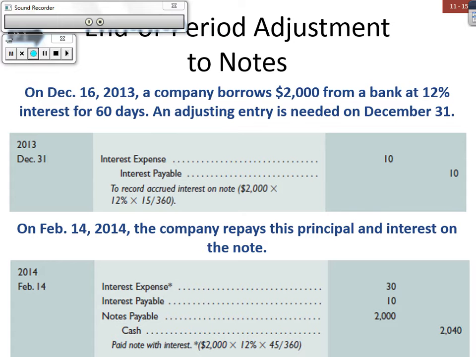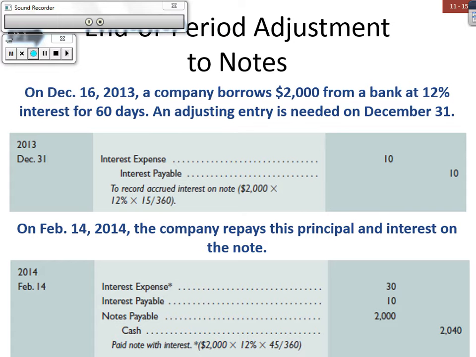Okay, so they've taken that 2,000, multiplied it by the interest rate, and then multiplied it by the 15 days over 360 to get interest of $10 as of the end of the year. Does that make sense? When the money was borrowed was December 16th, 15 more days, December 31st, end of year adjusting for the fact that they have to do all of their reporting, right? They could only record $10 for interest expense.